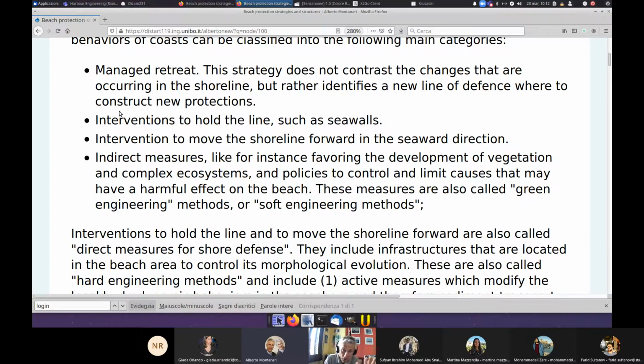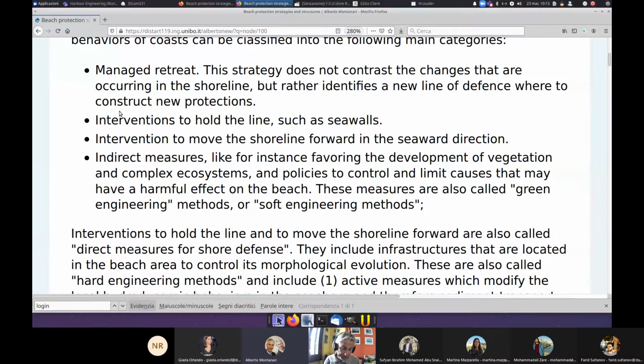many of them. So in order to stop erosion, we build a seawall, and then of course we don't have any sand against the wall. Usually we lose the beach, but still it's a kind of protection that allows you to keep the line, to hold the line. And then there are interventions to move the shoreline forward in the seaward direction. And this can be, for instance, breakwaters or groins. And finally, there is the category of the indirect measures, like, for instance, favoring the development of vegetation.